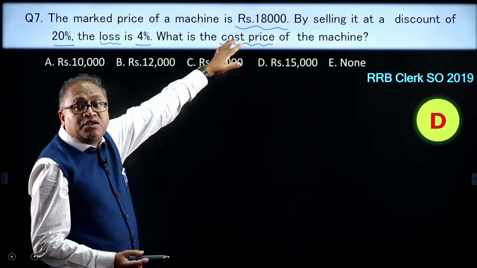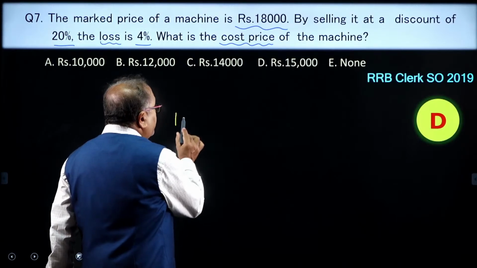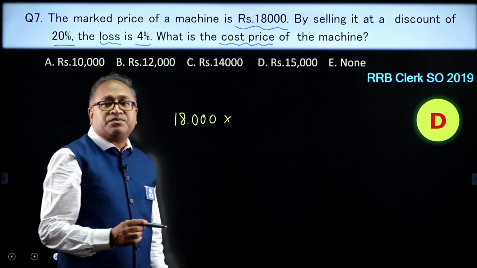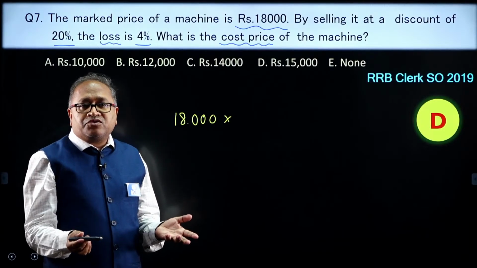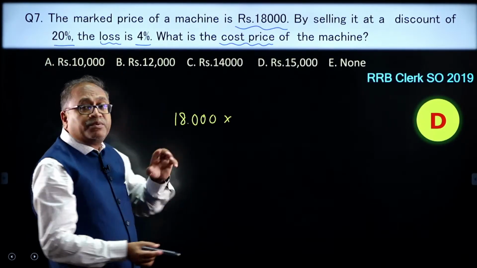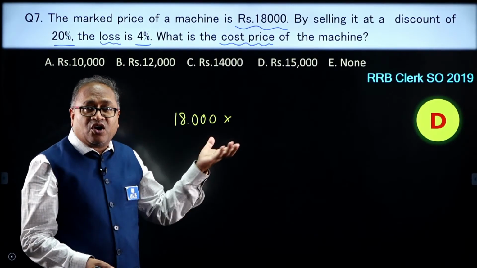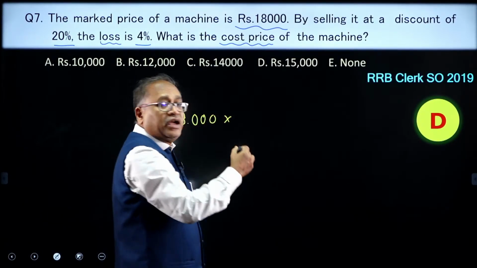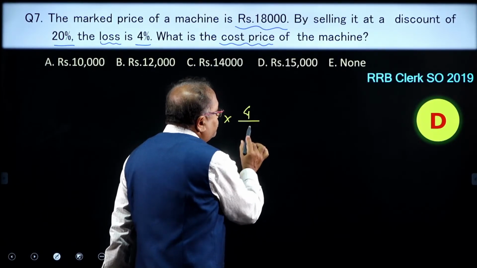So, look at this one. I know 18,000 is there. In one line we will find it out. Look at the best way to answer the question. This 18,000 mark price, convert that into selling price. That means take out the 20% discount, that means 80% of the mark price. 80% means 4 by 5. So, take the 4 by 5 over here.